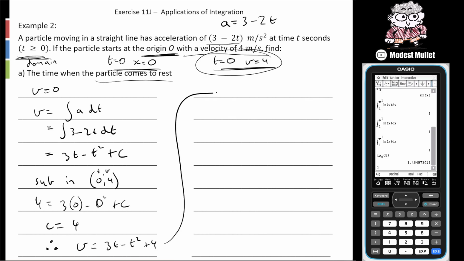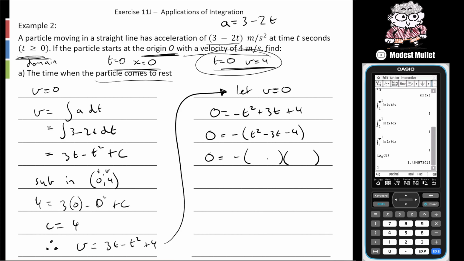So we can come up now and, like I said before, we're going to let the velocity equal 0 to find what time that occurs. So we get 0 is equal to, let's write it in the regular quadratic order, negative t squared plus 3t plus 4. I'm going to take the negative out as a common factor just to make factorization via inspection a little bit easier. So we can effectively ignore that negative sign out the front now when we're factorizing just this bit.